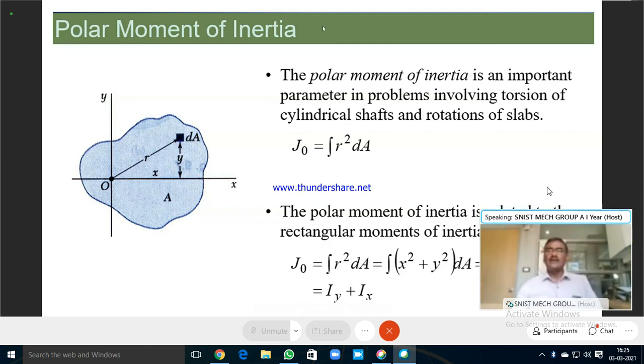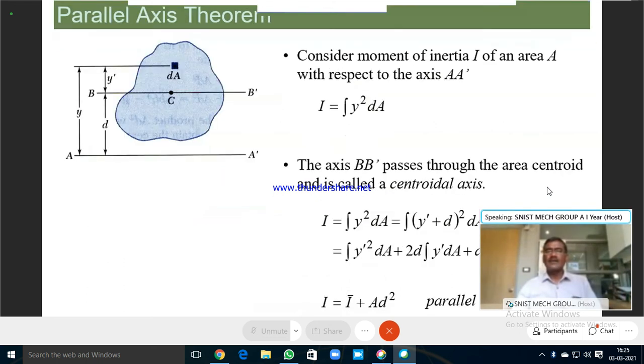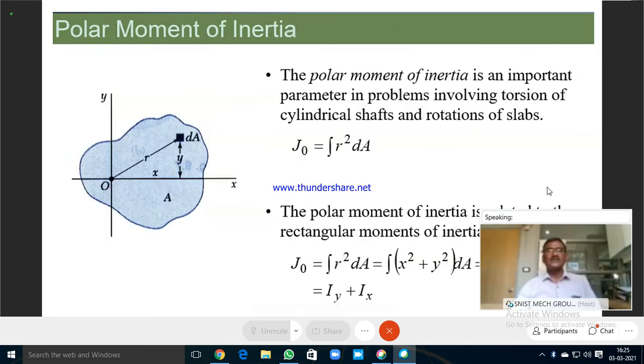So I think we'll stop at this stage, and if you have any queries, please ask. The parallel axis theorem we'll discuss in the next class and we'll solve some problems. This is your polar moment of inertia. Please note down another title, perpendicular axis theorem. Both are the same. I am stopping at this stage. We'll discuss the parallel axis theorem in the next class, followed by problems.